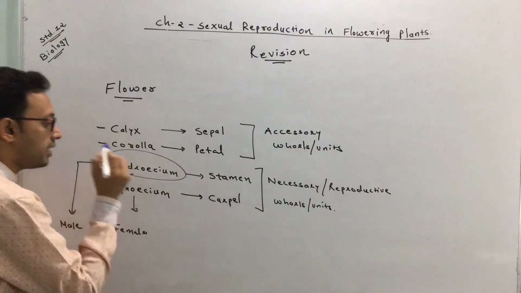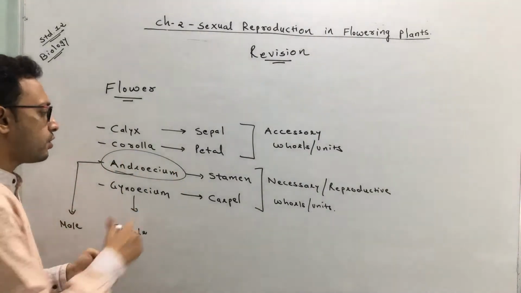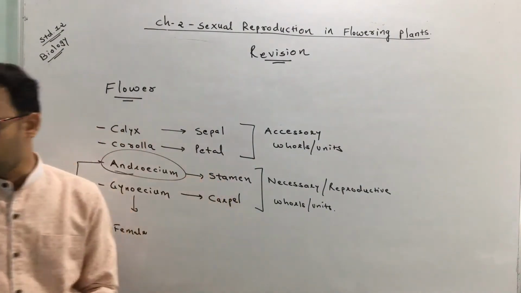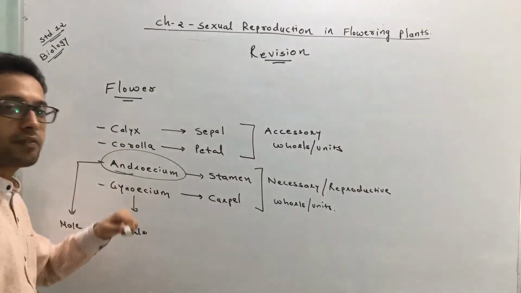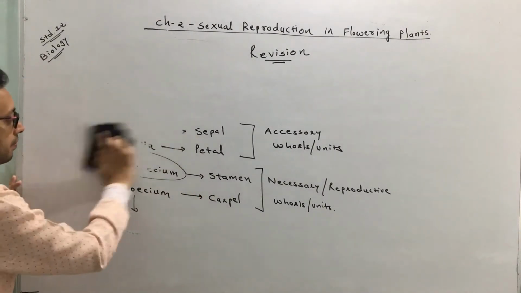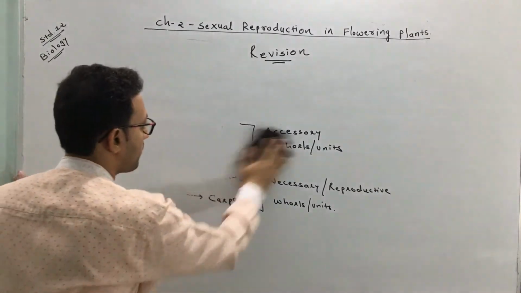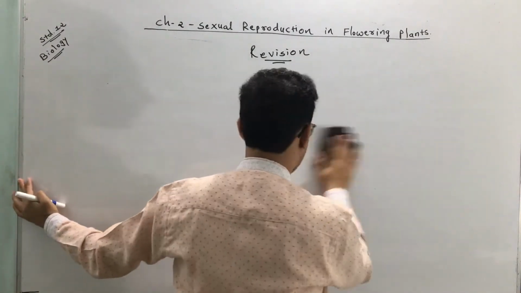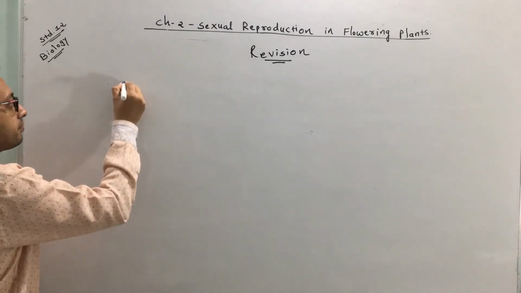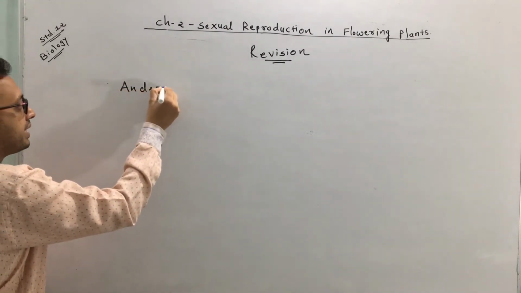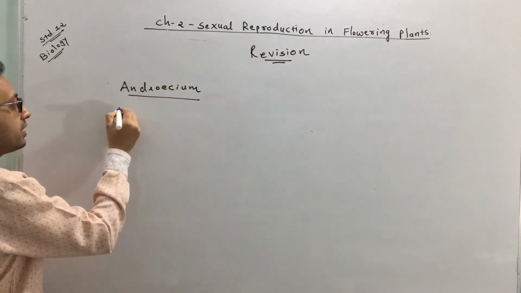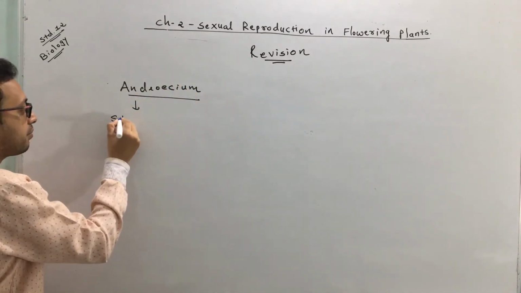First we start with the androecium. Androecium is the male reproductive whorl and its individual unit is called a stamen. So let's start with the stamen and later on we will discuss the gynoecium and the carpel. So it's androecium, the male reproductive whorl. Its individual unit is called stamen.